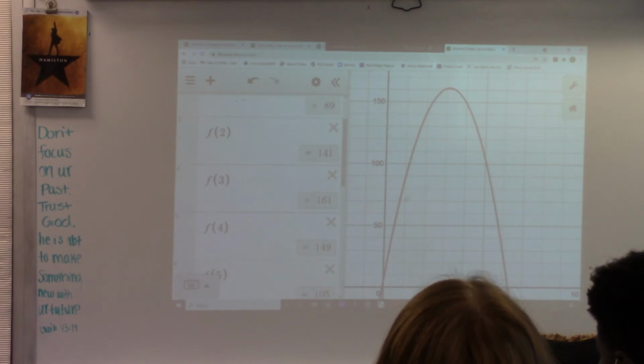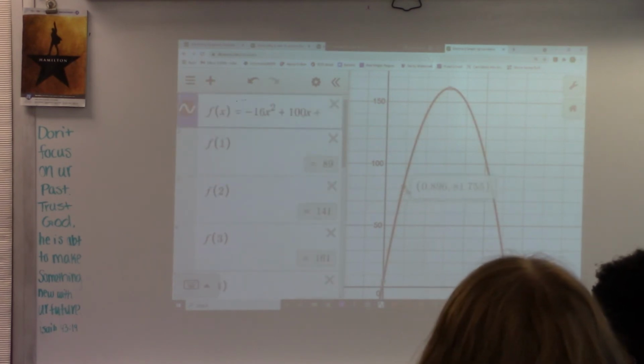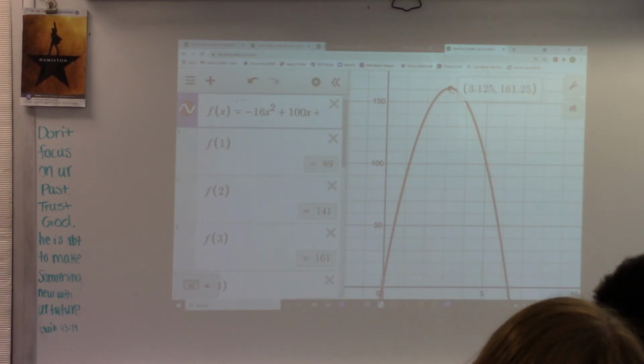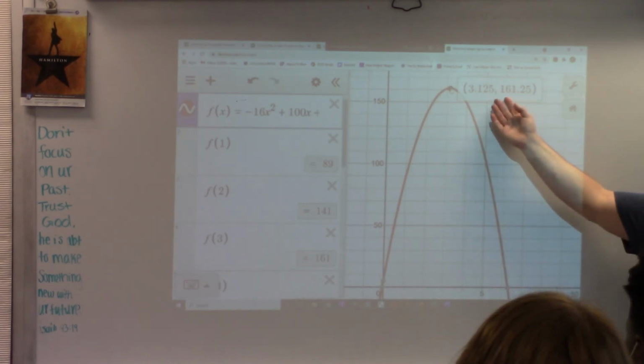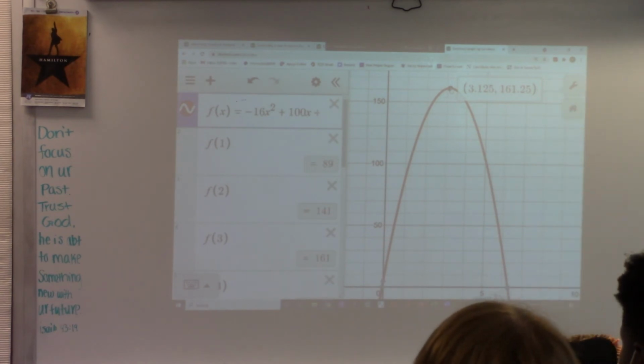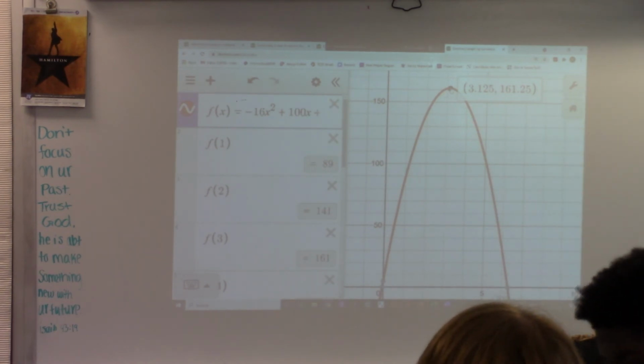Alright? And you can literally just grab along here and drag that point until you get to about that maximum. Boom. Or notice on these parabolas, you can literally click on the vertex. Was 3 seconds, 161 feet, pretty darn close? Yeah. The best answer, the 6 on the rubric, is, well, the vertex, the maximum height of the parabola was at 3.125 seconds for a height of 161.25 feet. That's all you had to do.